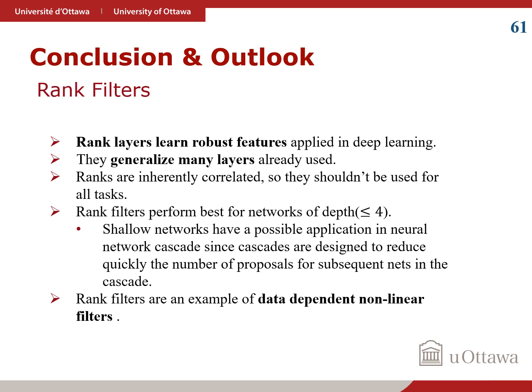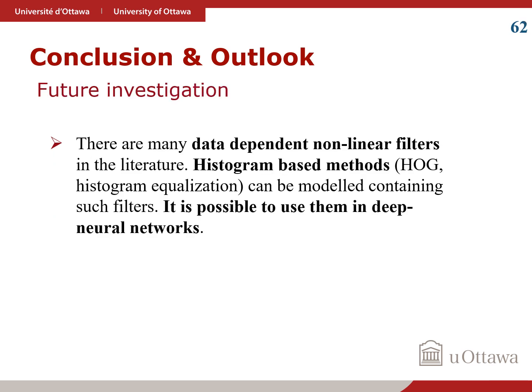Also, rank filters are an example of data-dependent nonlinear filters. There are many data-dependent nonlinear filters in the literature. Histogram-based methods are one of these examples. So the HOG features and histogram equalization are among those. It is possible to use them in deep neural networks, and it is possible to derive backpropagation algorithms for these.